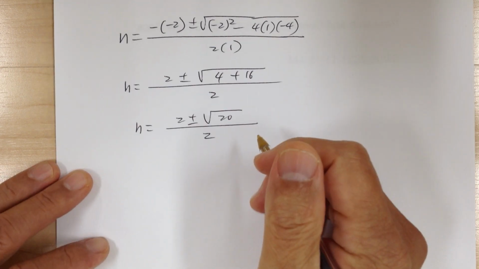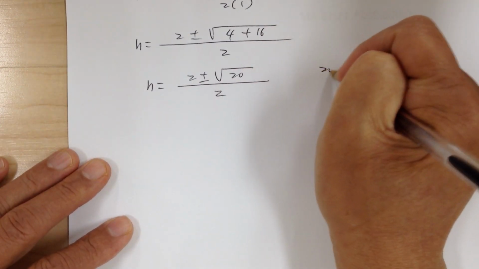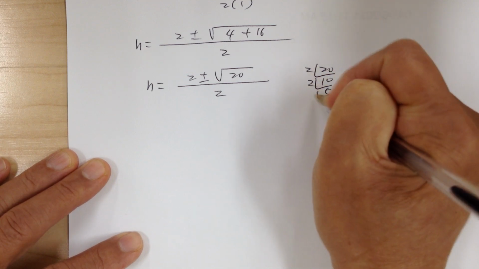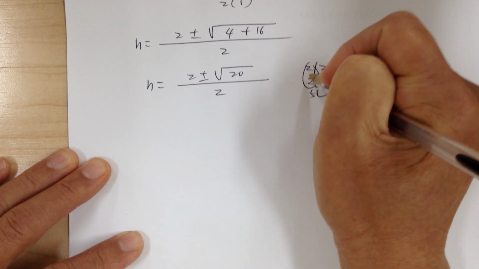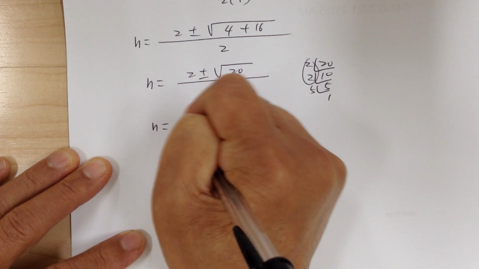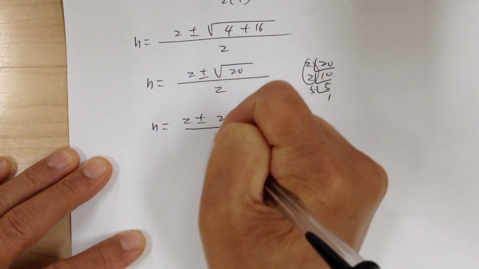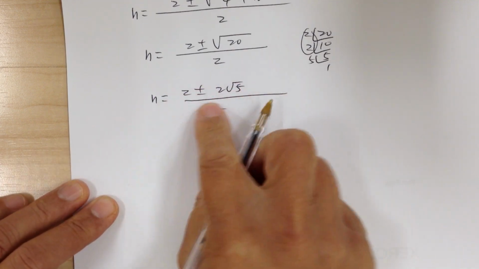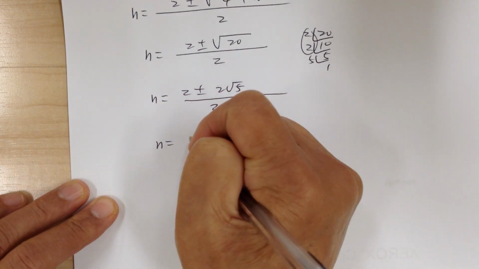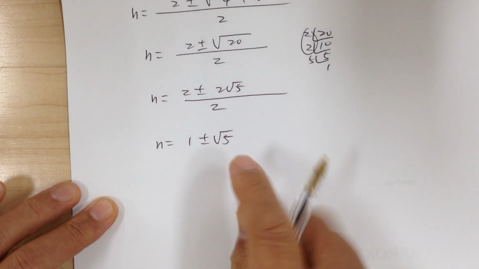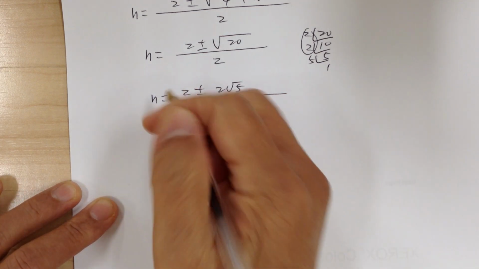And then after that, simplify this. So square root of 20, divided by 2, you get 10, divided by 2, you get 5, divided by 5, you get 1. So this is going to equal 2 square root of 5. So n equal to 2 plus or minus 2 square root of 5 over 2. Then you can divide it by 2. Okay, so you're going to get 1 plus or minus square root of 5. Okay, so that's part of your answer.